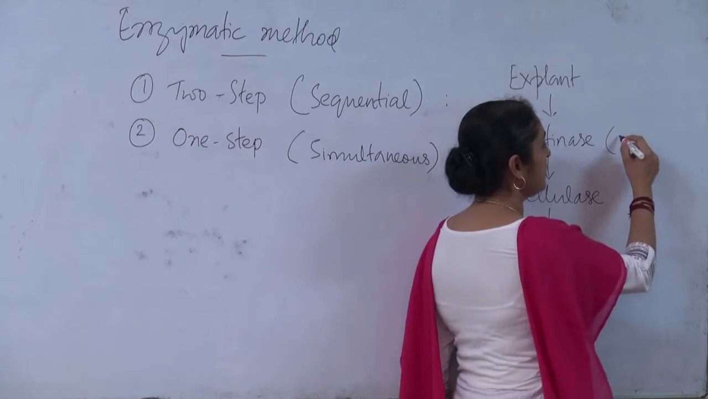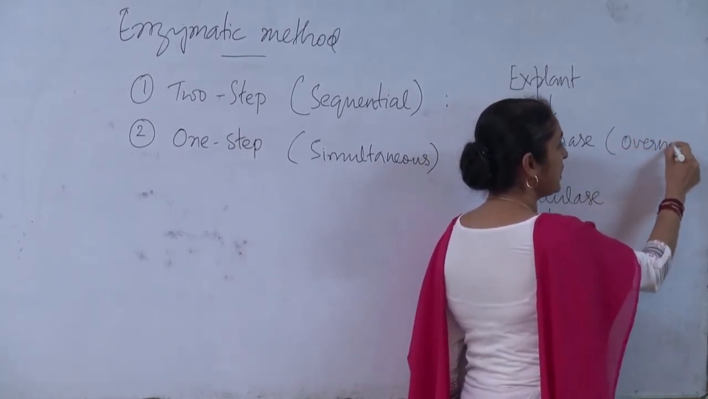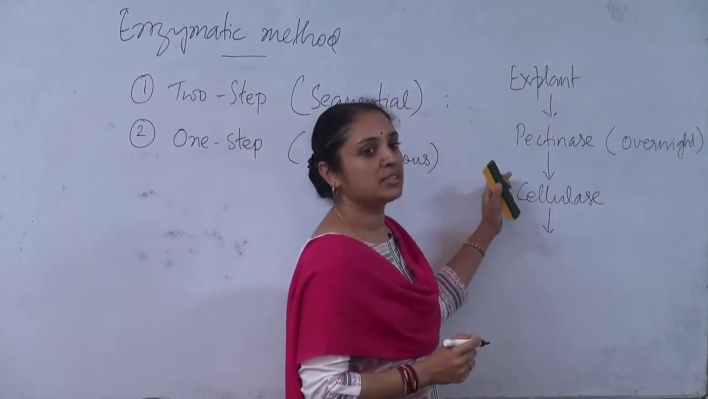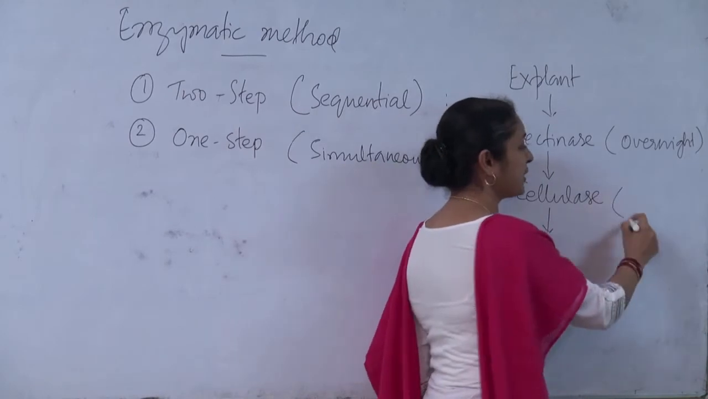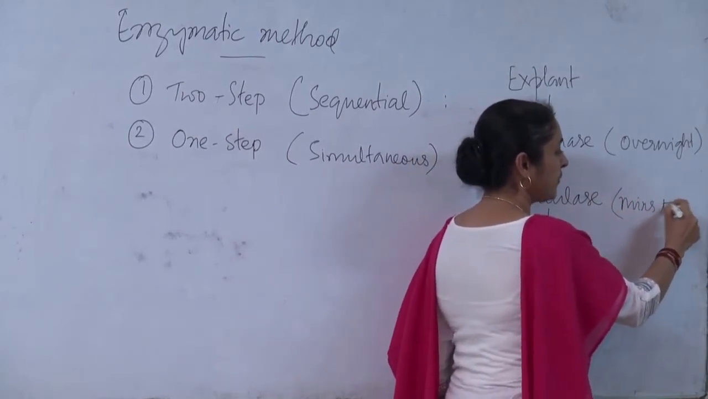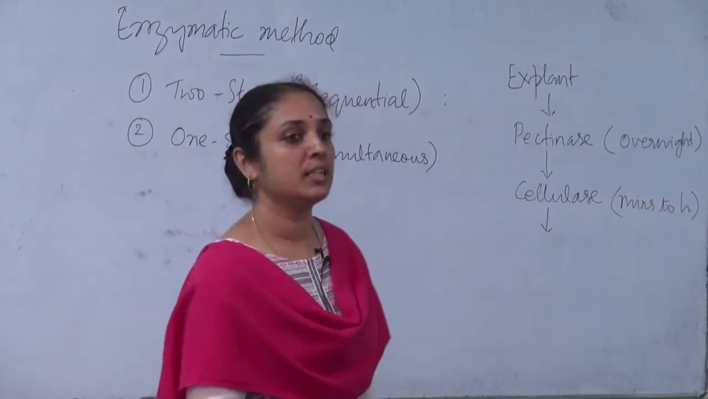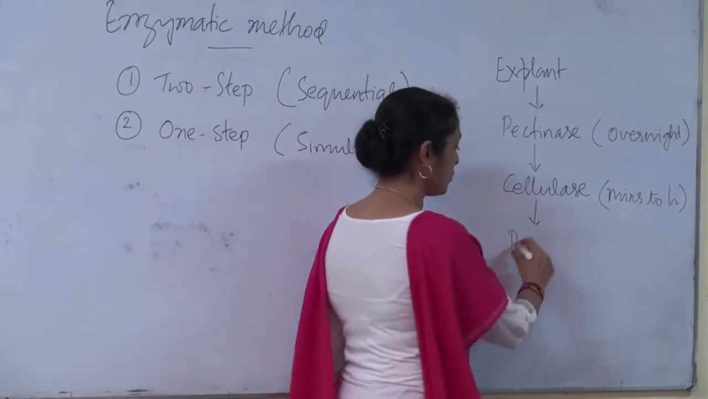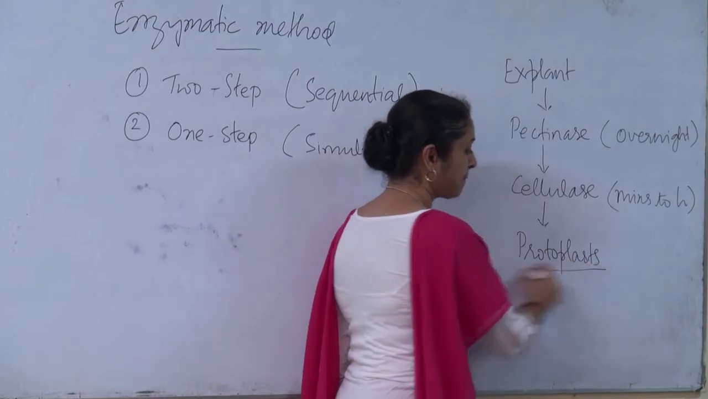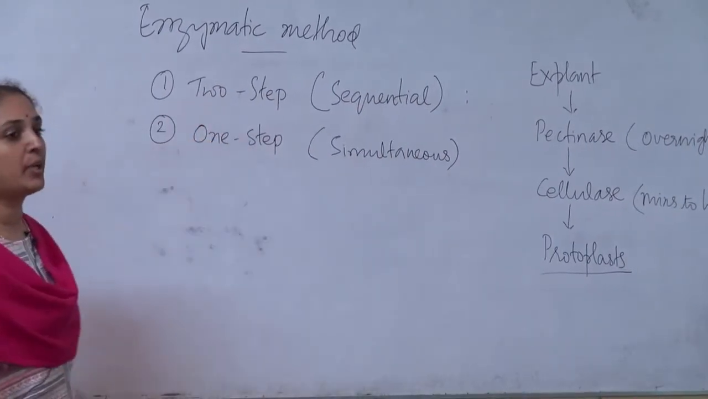Pectinase treatment is given to the explant overnight. It may range from 12 hours to 20 hours, and then the explant is transferred from the pectinase mixture to cellulase, for a duration from minutes to hours. Cellulase treatment is given to further isolate protoplasts. This is the two-step method, which is also called the sequential method.